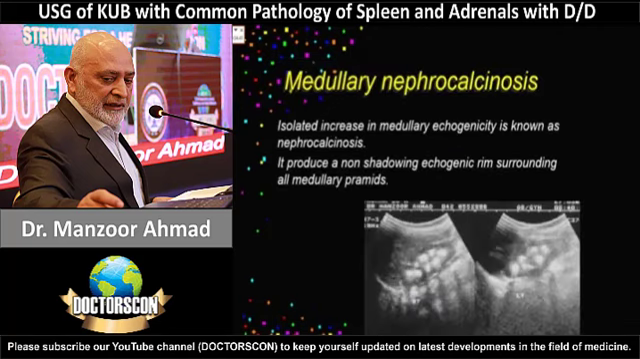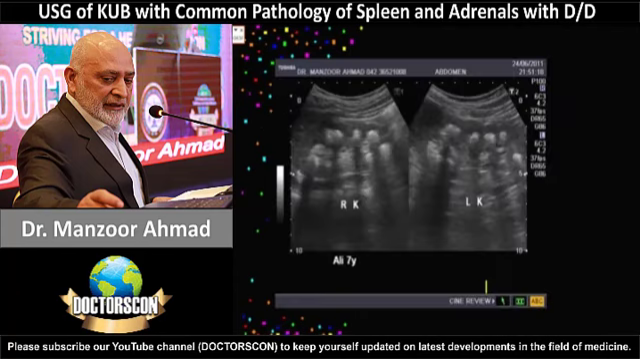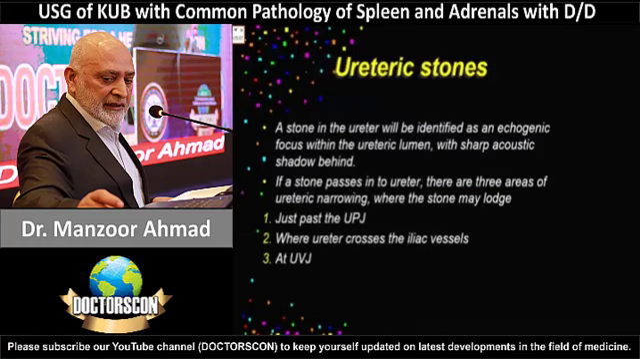And sometimes there is increased echogenicity of the renal pyramids, and that is medullary nephrocalcinosis, not a stone. This is due to hypercalcemia secondary to hyperparathyroidism. As you can see, multiple echogenic foci within the renal pyramid. This is nephrocalcinosis.